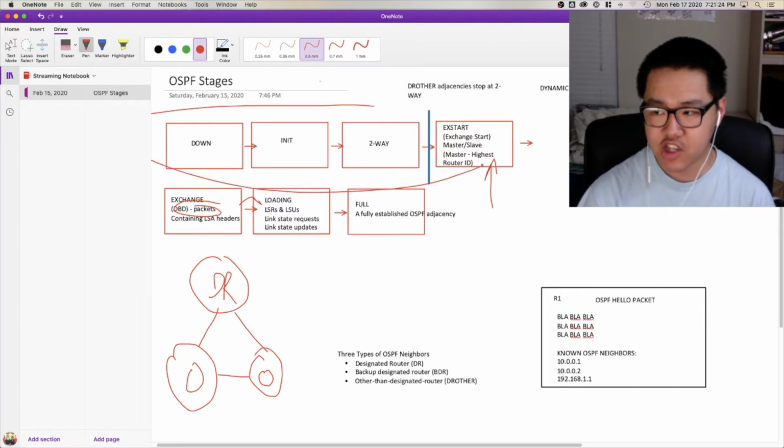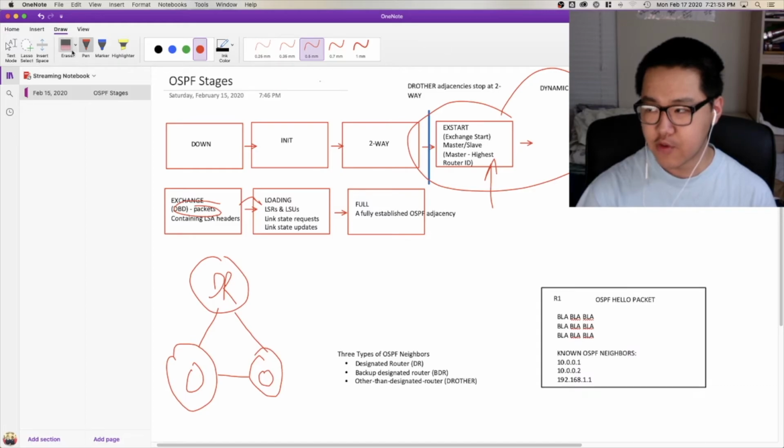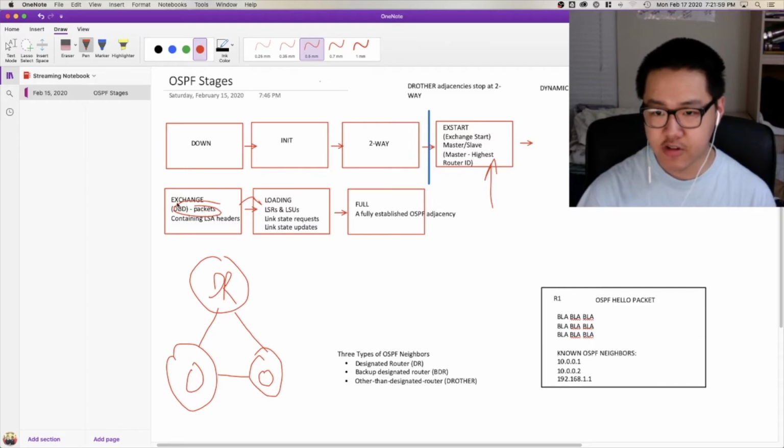Nothing in terms of topology exchange happens here. This is just the prerequisite to make sure that two OSPF routers are eligible to even be neighbors in the first place, let alone do any sort of topology exchange. Well, if your DR other adjacencies stop at the two-way state, what are they not doing? Hopefully you answered topology exchange, or database exchange, sorry, because if they stop at two-way, they're never going to the exstart state. They're never going to exstart. Which means, in turn, they never go to exchange, they never go to loading, and they never go to full.